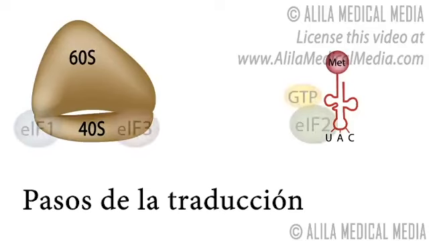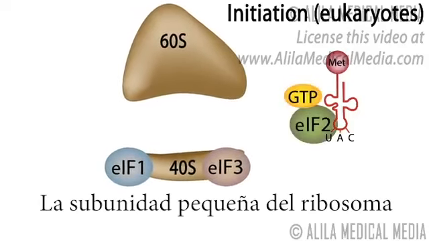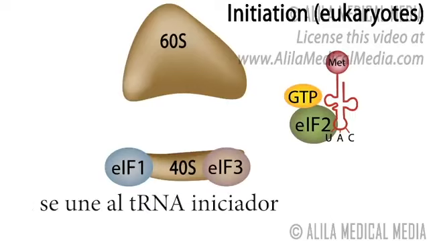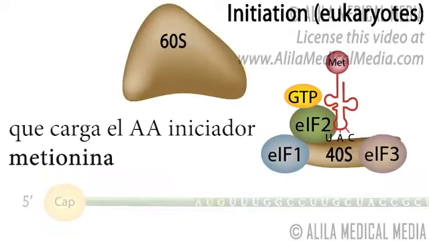Steps of the translation process. Initiation. The small ribosomal subunit binds to the initiator tRNA carrying the initiator amino acid methionine.